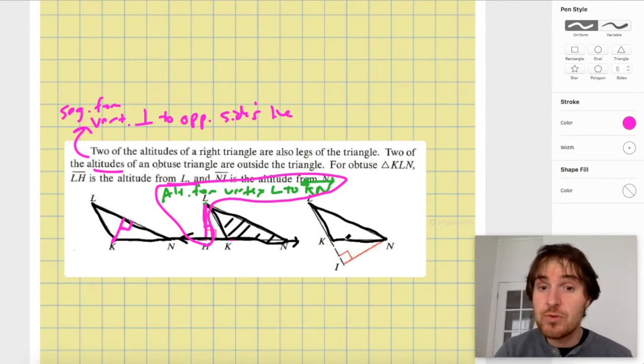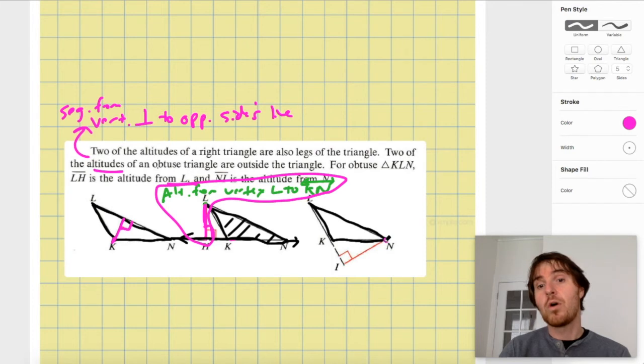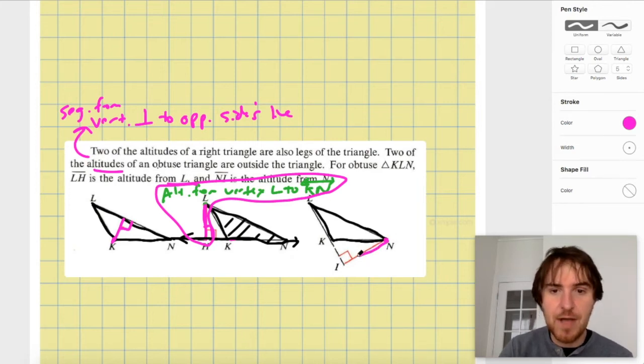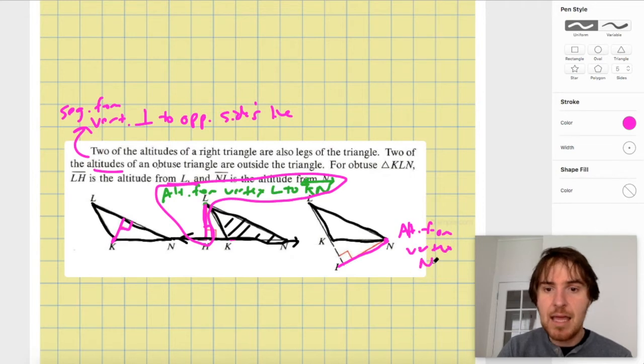Okay, final altitude right here from point N. Well, if we're going from point N, we've got to be looking at the other 2 angles here. There's our segment right there. So N, opposite side LK. So the line containing the opposite side here, right? We're not going to draw our altitudes over here. We've got to extend that line and figure out where that's going to be perpendicular, and that's over here. So here's our final altitude. This is the altitude from vertex N to LK.